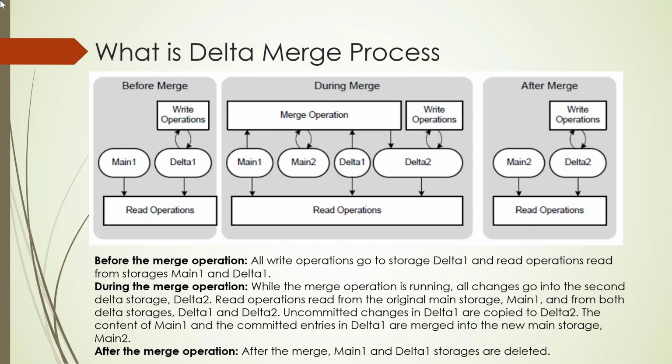So both are different. Delta merge and save points are different. Delta merge is used for garbage cleanup, to free up the garbage data, the unwanted data. It deletes it from the memory. That's it.